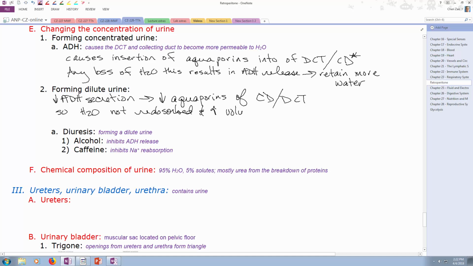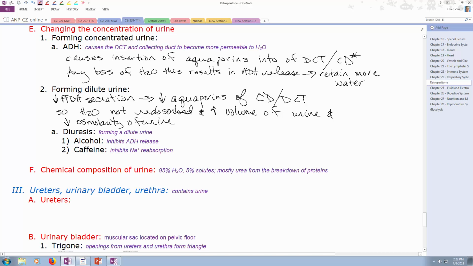So this will increase the volume of the final product, which is urine, and decrease the osmolarity of urine. And that's what forming a dilute urine is all about.